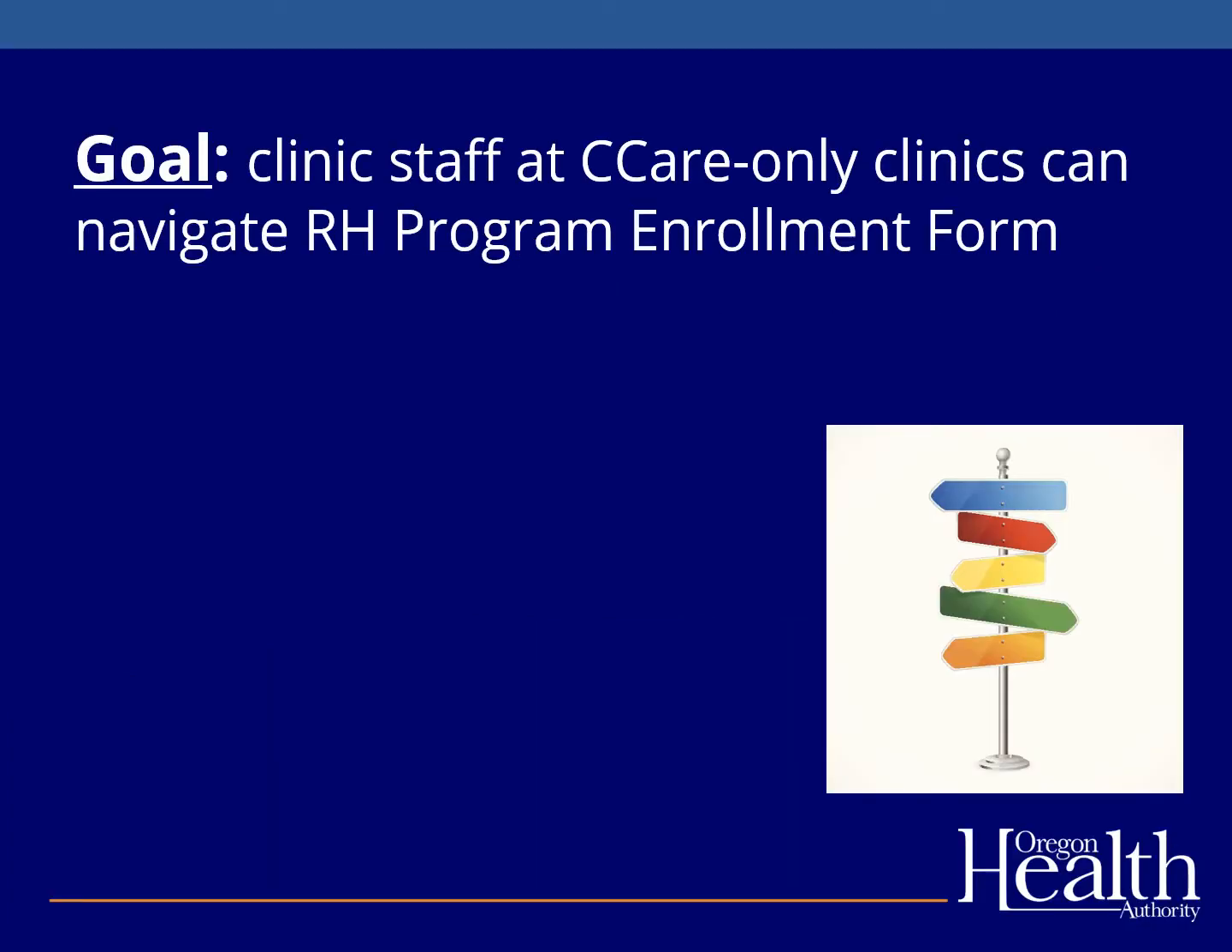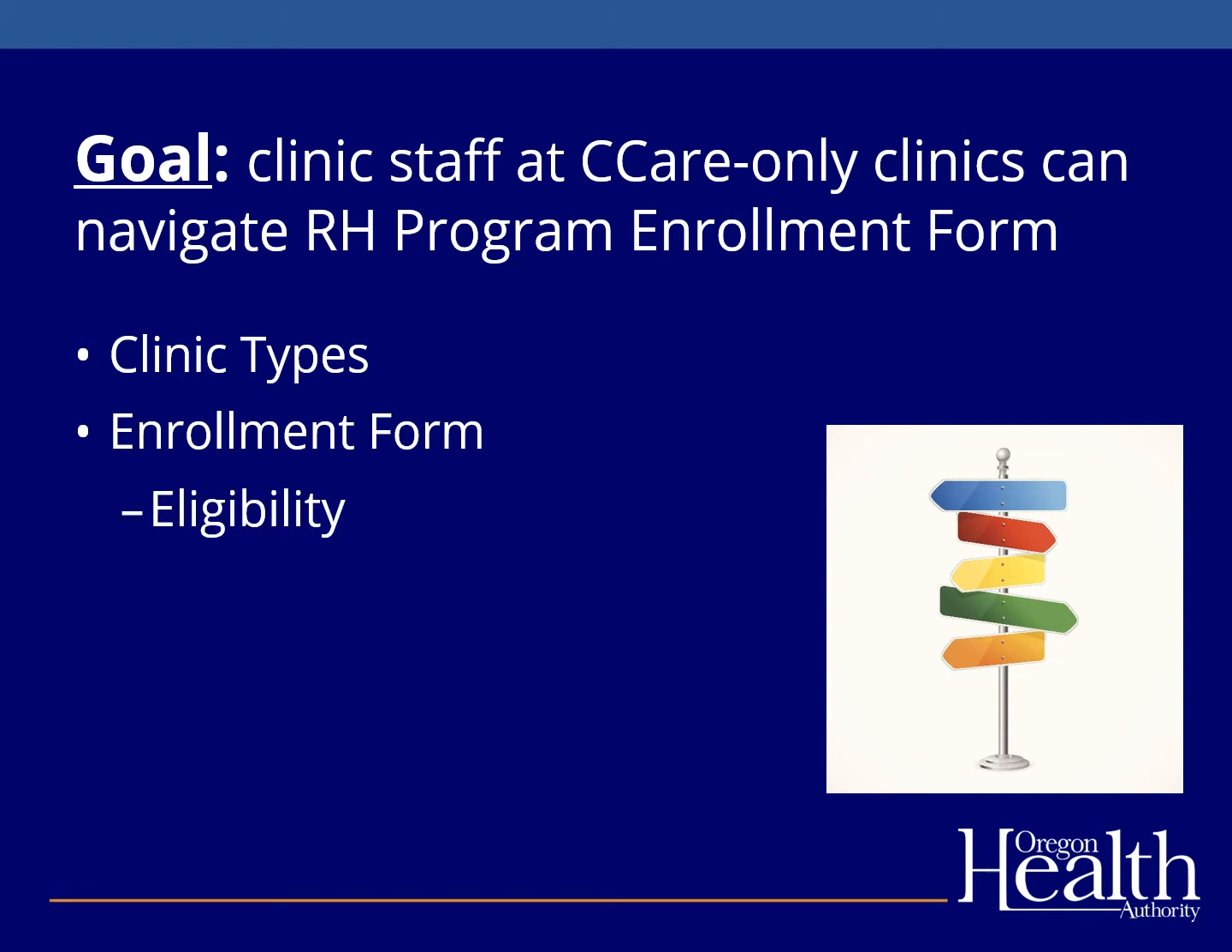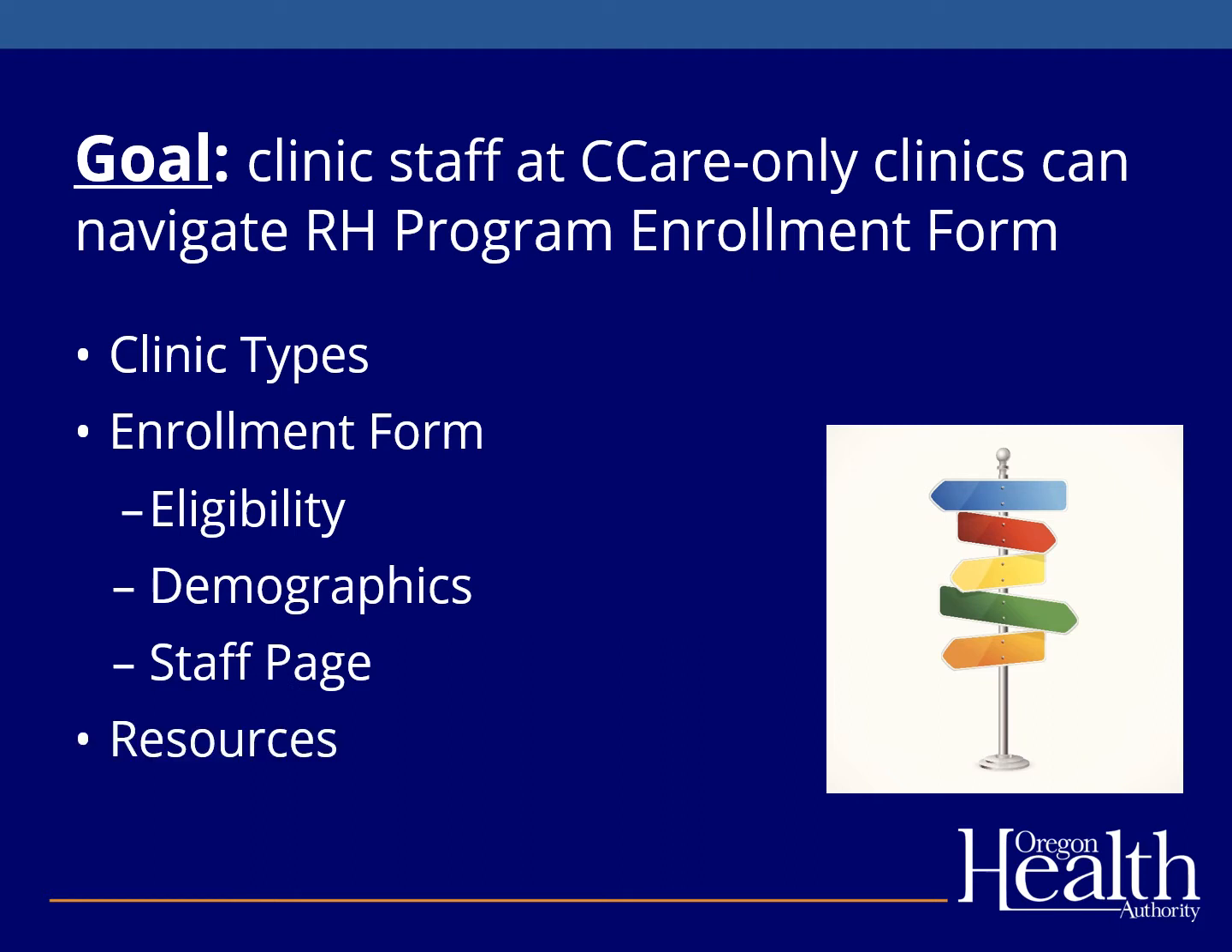This video is meant to help clinic staff at C-Care-only clinics navigate the RH program enrollment form. To give staff a full understanding of how we use the information provided on the enrollment form, I'll start by going over our different clinic types. Then I'll go over each section of the enrollment form, including the eligibility section, the demographics section, and the staff page. And I'll finish by showing the client enrollment webpage where you can find more resources.